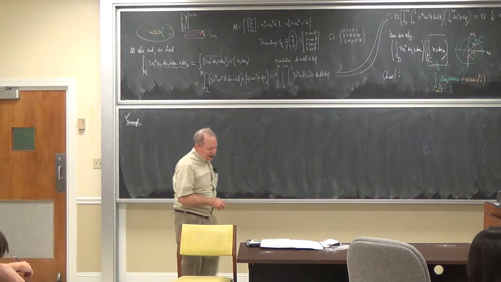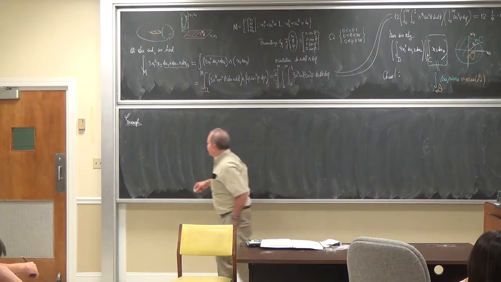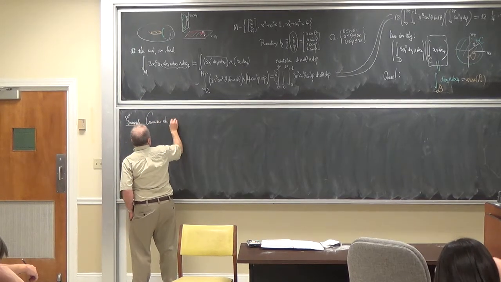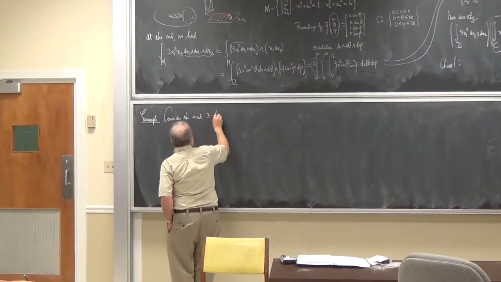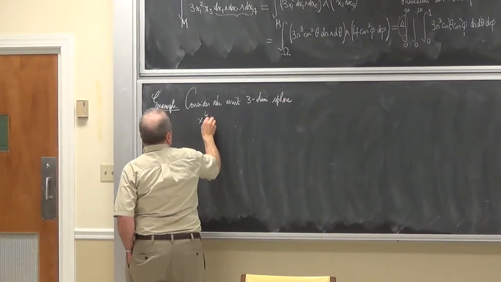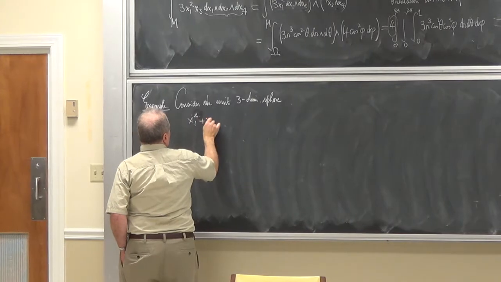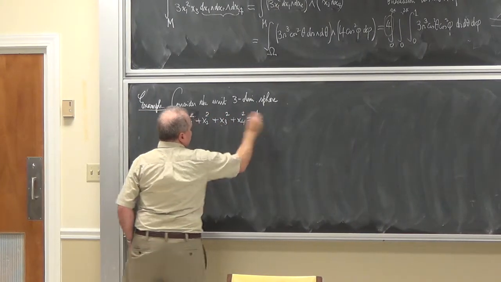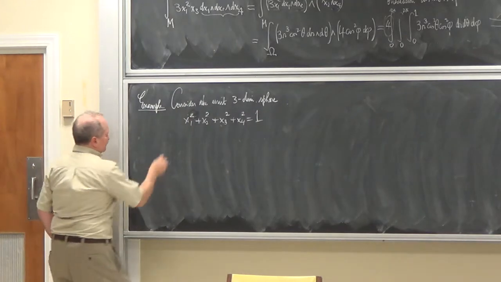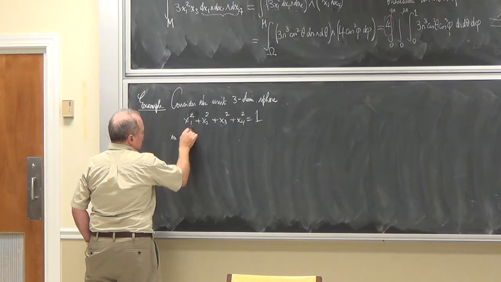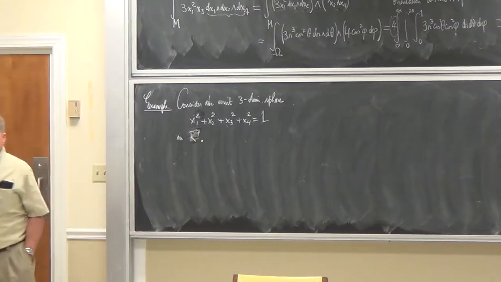So here's another question I want to ask you. Consider the unit three-dimensional sphere in 4 space. So this is the set of all unit vectors in R4.